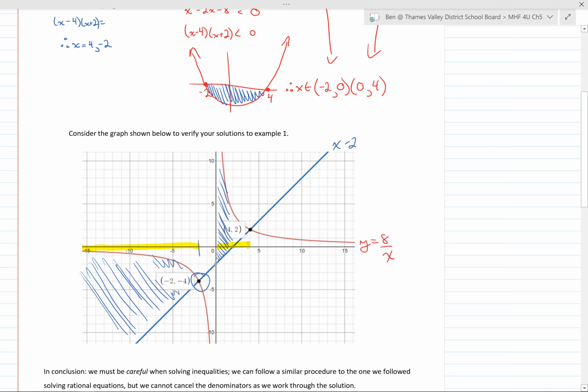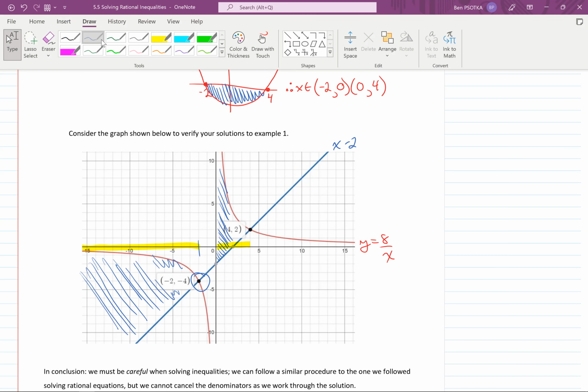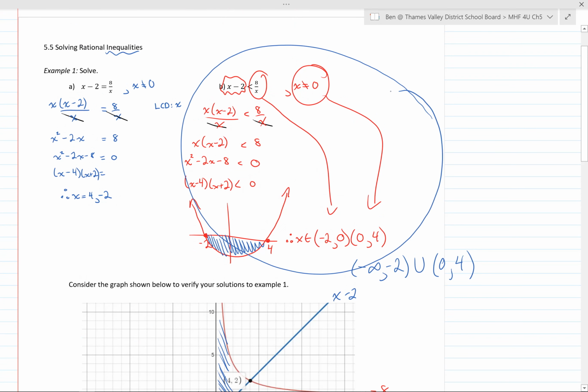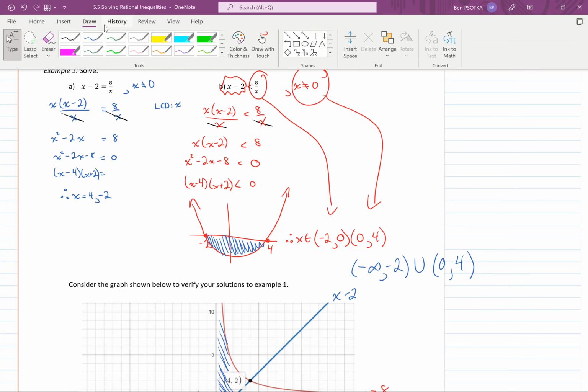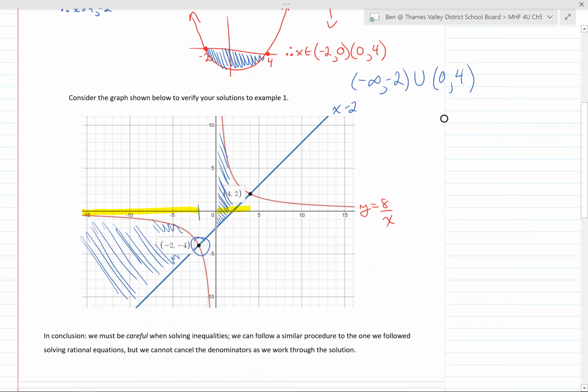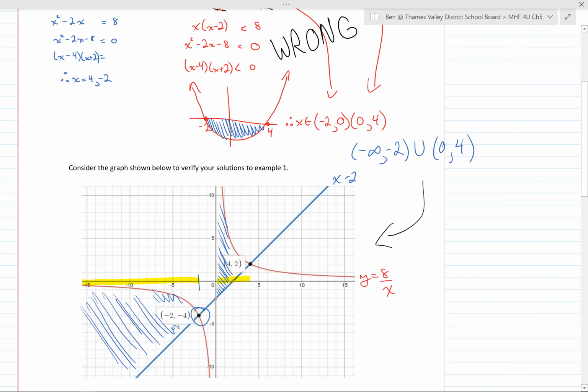So there is the solution that I'm finding graphically here, and it differs from the solution I found algebraically. The solution I'm finding graphically is between negative infinity and negative 2, union with from 0 to 4. Right, so we can see right here clearly something about our approach up here had a problem in it. So really, we need to be careful. This was not a very good approach. This was, in fact, wrong. We need to try and adjust our approach to be able to handle it so that algebraically we could find this kind of a solution.